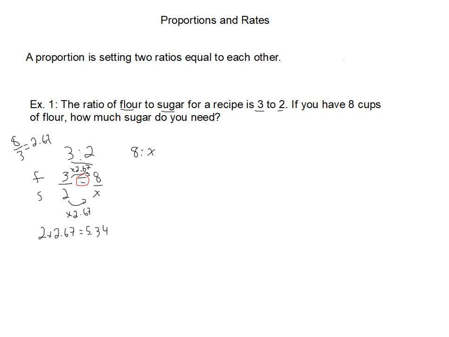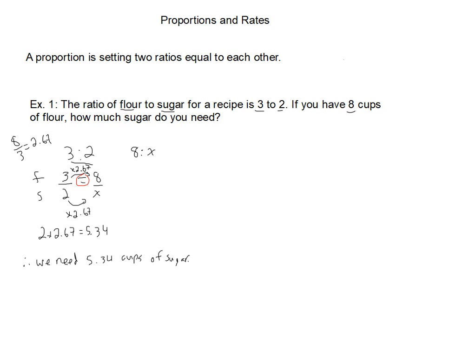That means that if we are going to use 8 cups of flour, we need a little bit over 5 cups of sugar. And we should write a little statement here. Therefore, we need 5.34 cups of sugar. So that's how we can use a proportion to solve for a missing value.